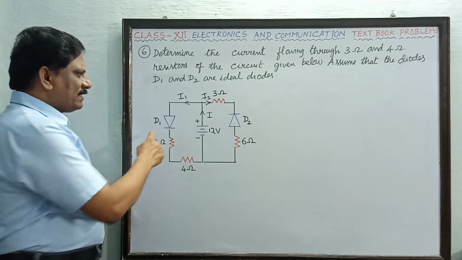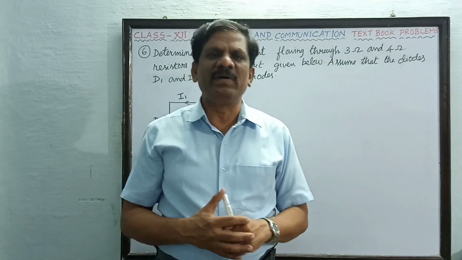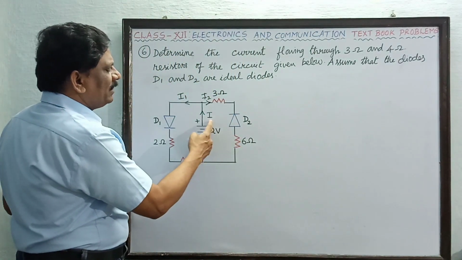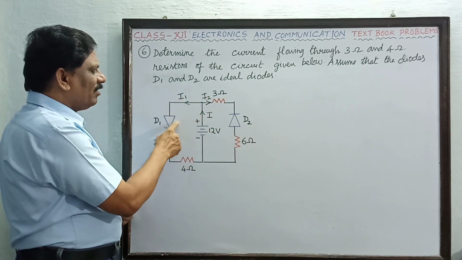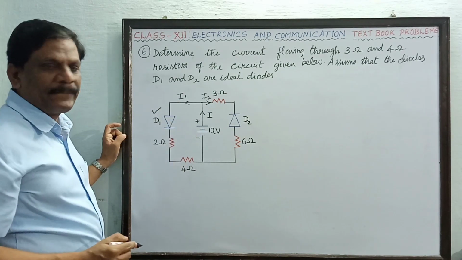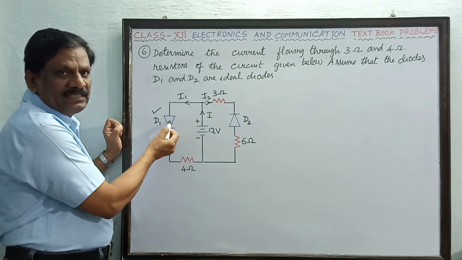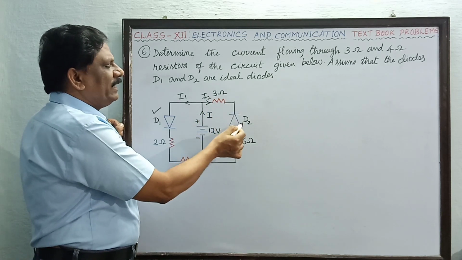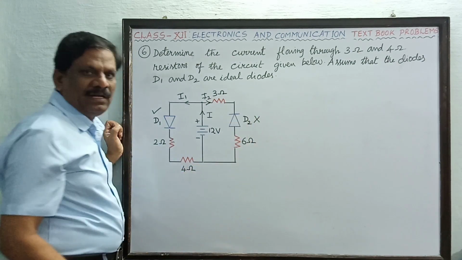Now, what is the status of the two diodes D1 and D2? Are they both forward biased or reverse biased? Let us check. The positive of the 12 volt battery is connected to the P region of the diode D1. So this diode D1 will conduct because it is forward biased, positive to P region. Whereas the positive of the battery is connected to the N region of the diode D2. So D2 is reverse biased and it will not conduct.